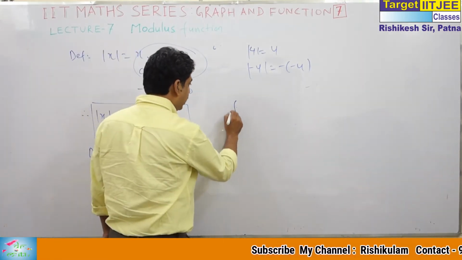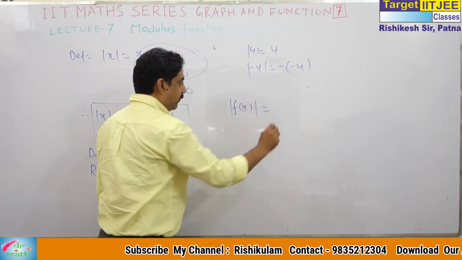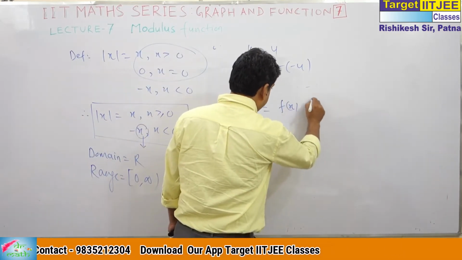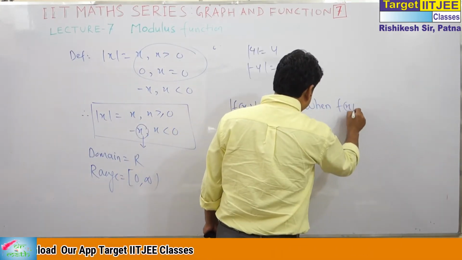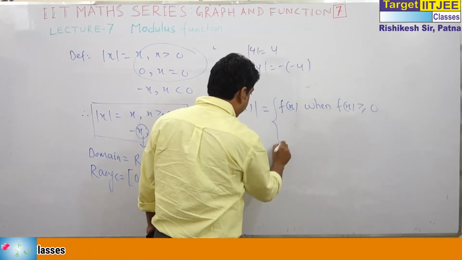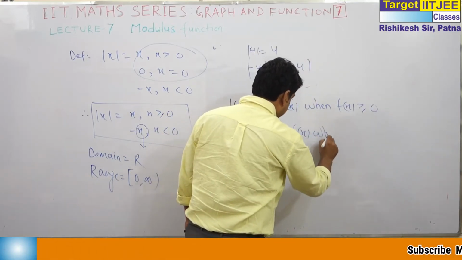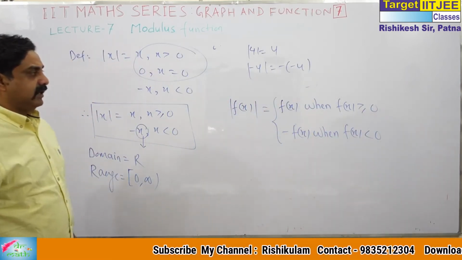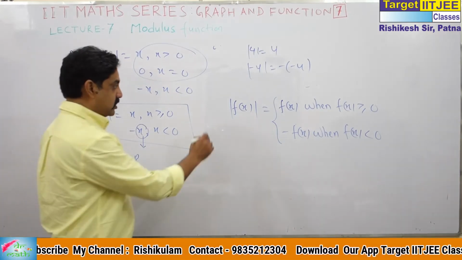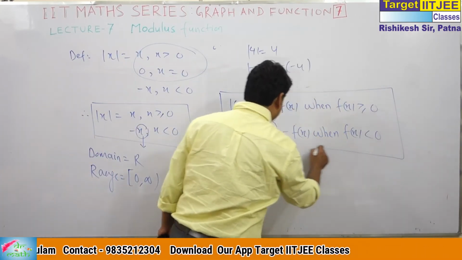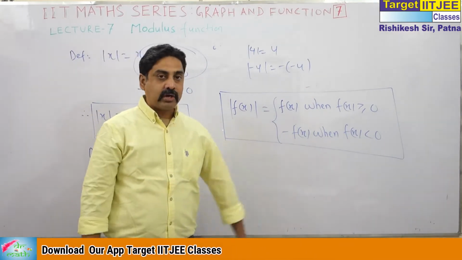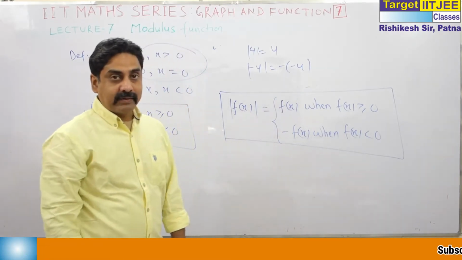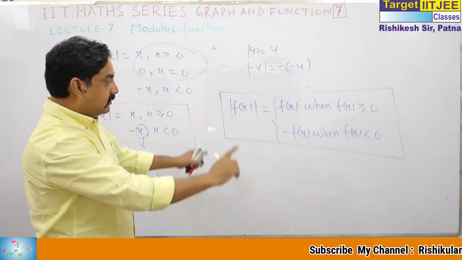Actual definition. What is mod f(x)? Mod f(x) is f(x) when f(x) is greater than or equal to 0, and mod f(x) is minus f(x) when f(x) is less than 0. You can also take less than or equal to 0. This is the actual definition. Always apply the condition on f(x), not on mod f(x).